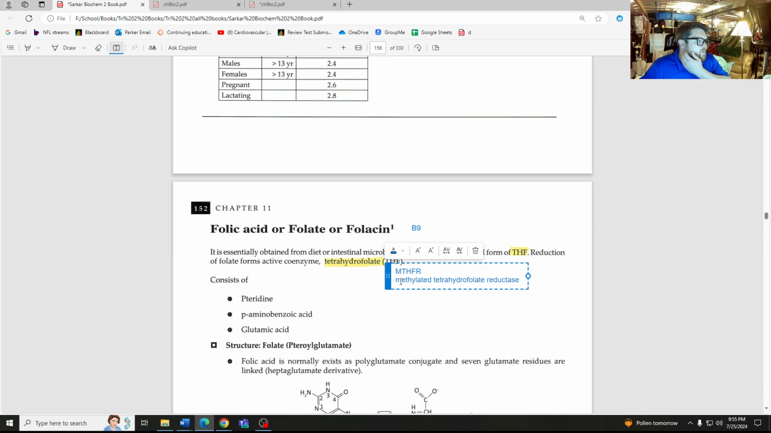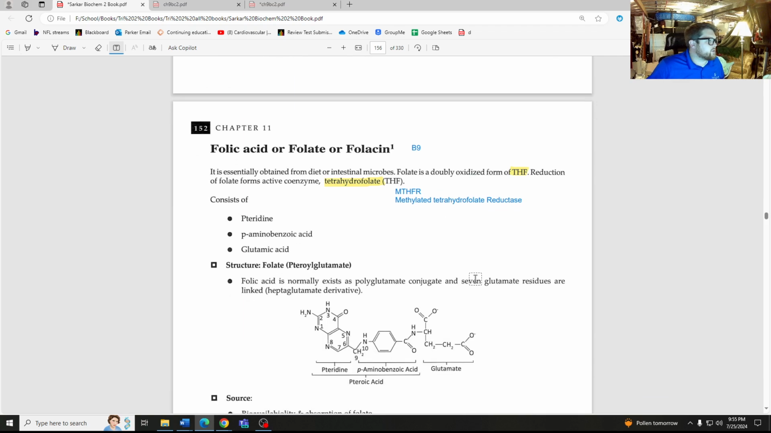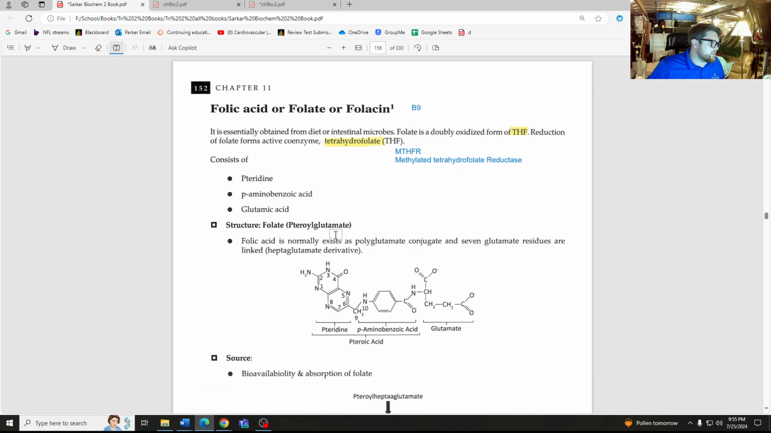Is another way that you might see it written. But yeah, THF, best form. If THF is an answer choice, MTHFR is the second best choice. It consists of pteridine, the aminobenzoic acid, and glutamic acid.